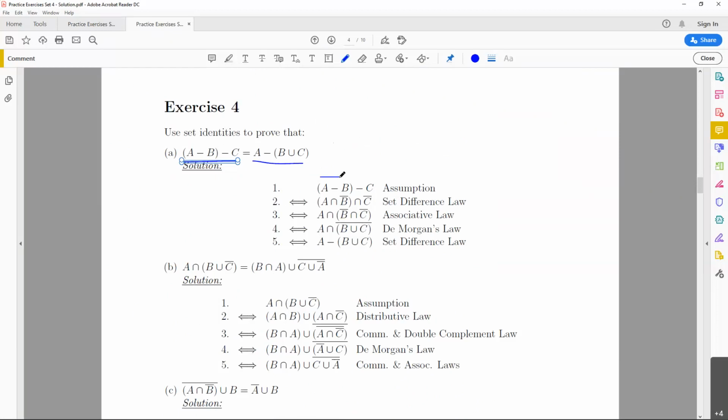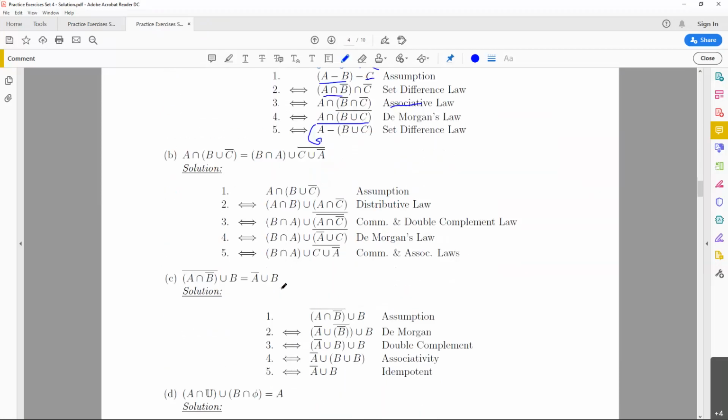So A minus B minus C. What's that? It's just the elements in the first set intersecting with the complement of the other. Same thing for inside. A intersecting with B complement. We know it's associative, so take the brackets to B and C complement. De Morgan, what does this mean? Just elements in A that are not in B union C.